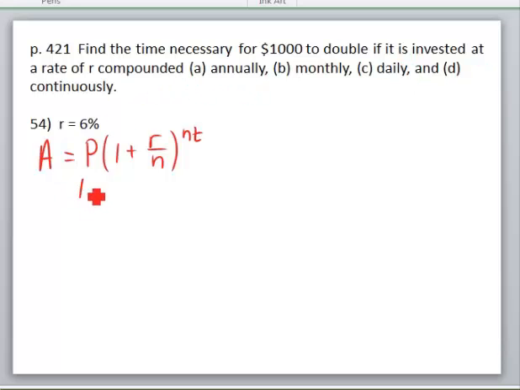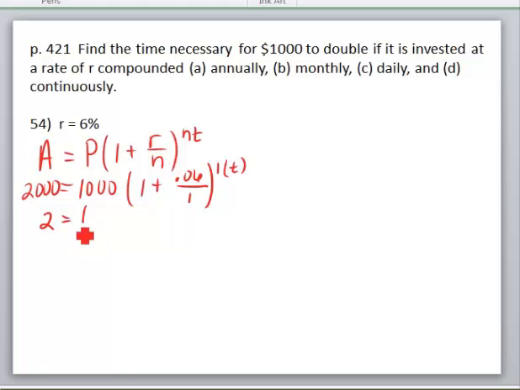First, let's do that. So here's my $1,000. I'm going to double it, so it'll be $2,000, and I'm just doing it annually, and the rate is 0.06. Annually means once per year, so I have 1 for my N, and I'm trying to figure out what T is. So when I divide by 1,000 on both sides, 2 equals 1 plus 0.06 over 1, which is just 0.06, to the T power.